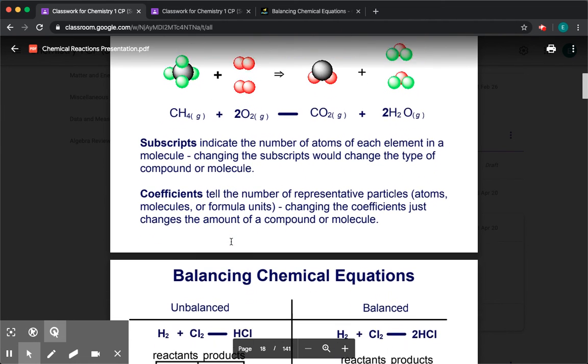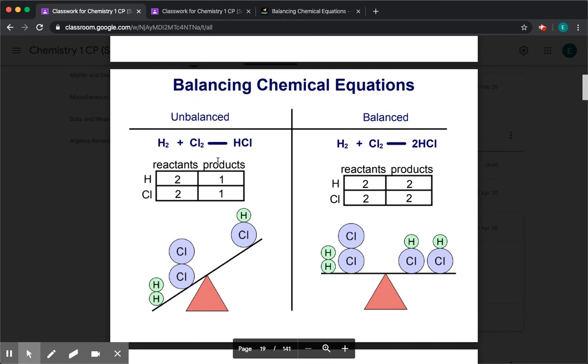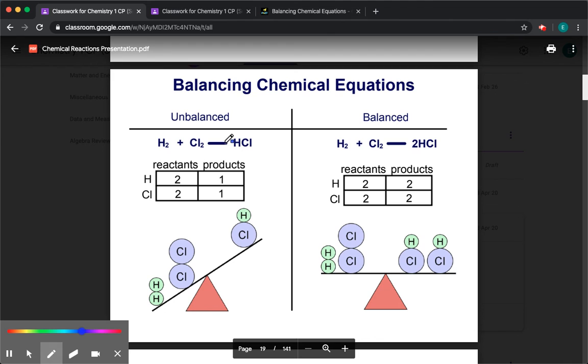Okay. Now let's look at another example. Okay, so this is what I recommend for you when you're solving these: make a little table and keep track of how many of each chemical you have on each side. So in the beginning, we have H2Cl2, and this makes HCl. Okay, so if you're counting in the beginning, we have 1 of everything right now. If we have 1 of everything in the beginning, we have 2 hydrogens on the left. Cool. And we have 2 chlorines on the left.